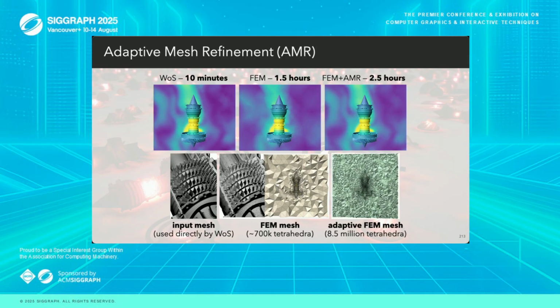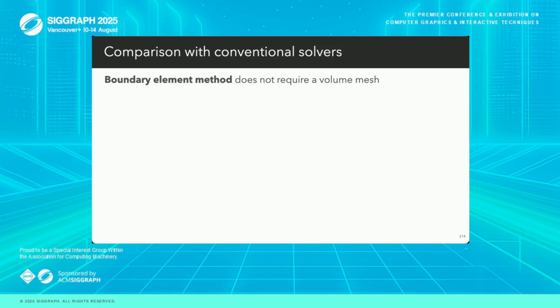Now, adaptive mesh refinement fixes this, but notice we now have 8.5 million tetrahedra, and we needed 2.5 hours of meshing time to resolve the aliasing artifacts. And that's just on a single model in this scene. Now, some conventional PDE solvers, such as the boundary element method, famously don't need a mesh of the domain at all.